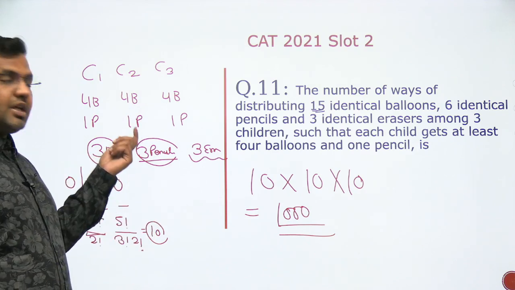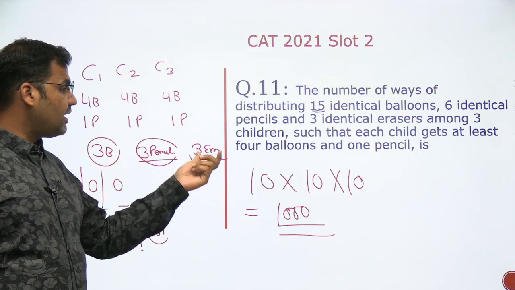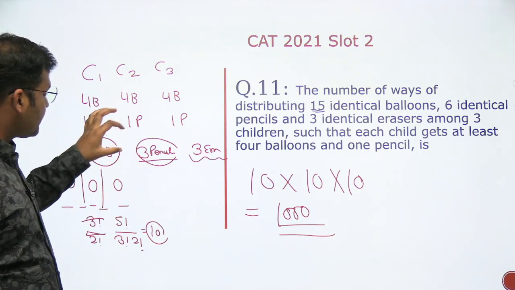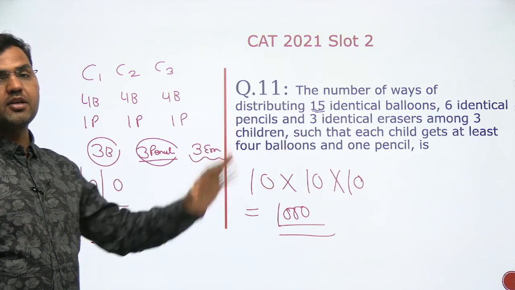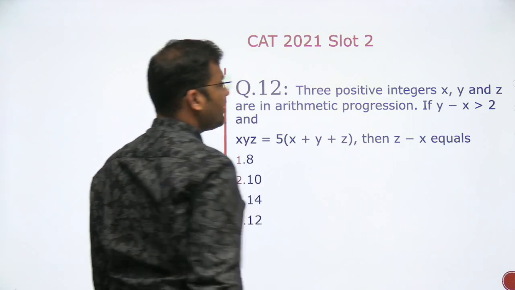So 3 balloons, 3 erasers and 3 pencils have to be distributed. So 10 ways, the total number of ways will be 10 into 10 into 10, that is 1,000. Basics of P and C are required to answer it.